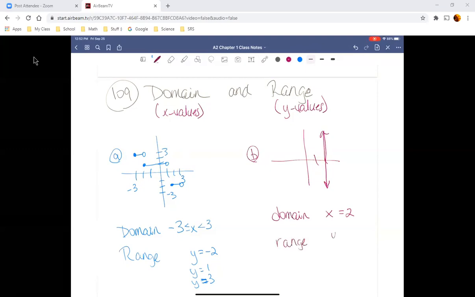Range is my Y values. So I'm going to go down. What's the smallest Y value I have in my graph? Here might be -3, but I'd have one at -4. What's the smallest I'm going to find? Is this going to keep going down forever? Yeah, so it'd be infinity. What kind of infinity? Negative infinity. Oh, see, I can't draw it today. I cannot draw.